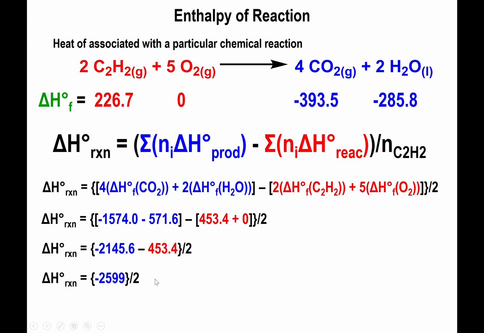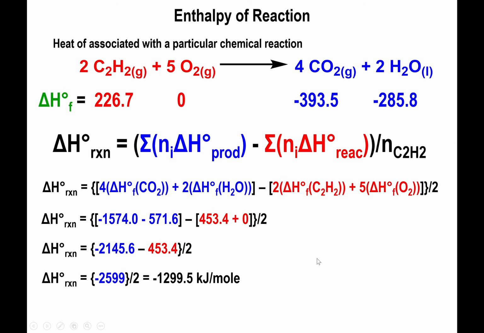which yields negative 2599. And that whole thing is divided by the balancing coefficient of the reference compound, which in this case is 2, for C2H2. So when you do that, you're going to find out that the enthalpy of the reaction is negative 1299.5 kilojoules per mole.